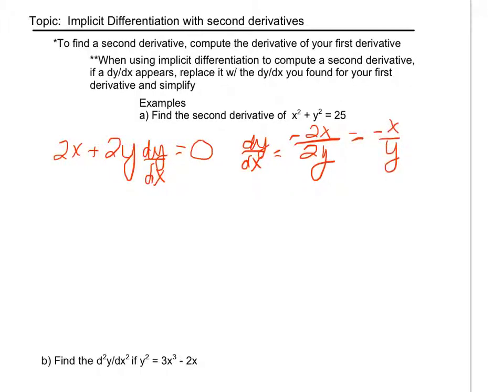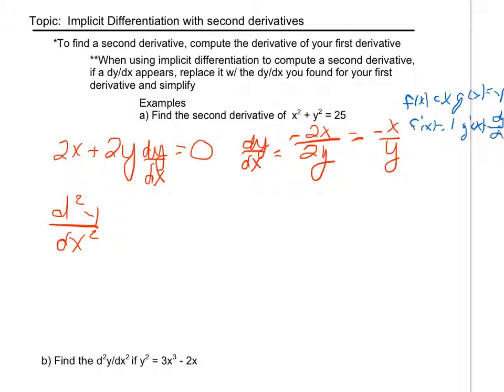Now, in order to find my second derivative, I'm going to need to be sure and use the quotient rule. So I'm going to let f of x equal x and g of x equal y. F prime of x is then 1 and g prime of x is then dy dx. Squeeze it in there. Okay, so now using that quotient rule on my second derivative, I'm going to take the derivative of the first times the second. So I'll have 1 times y minus the derivative of the second times the first, so x dy dx, all over the second squared. So all over y squared.